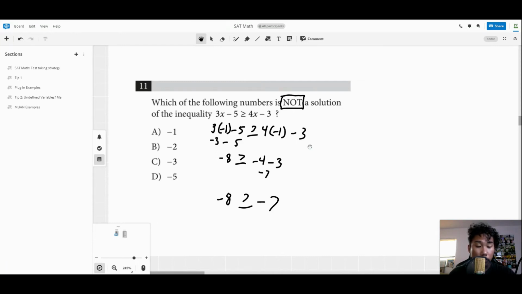Now this isn't true. And since it isn't true, I can go ahead and say that A is in fact my answer because we're looking for a wrong answer.